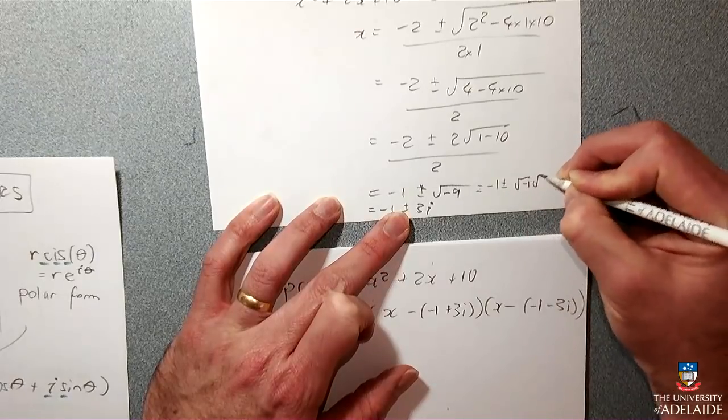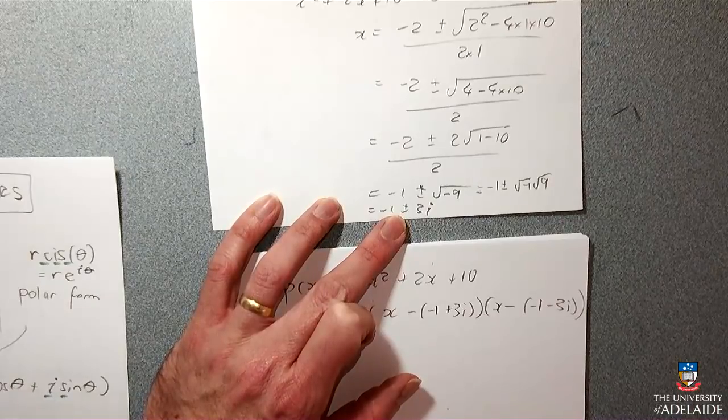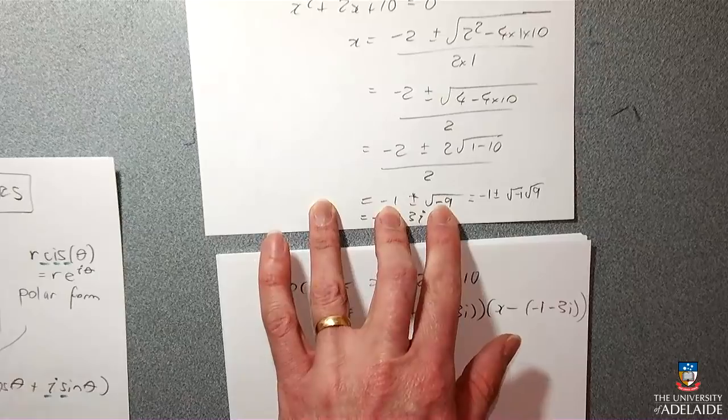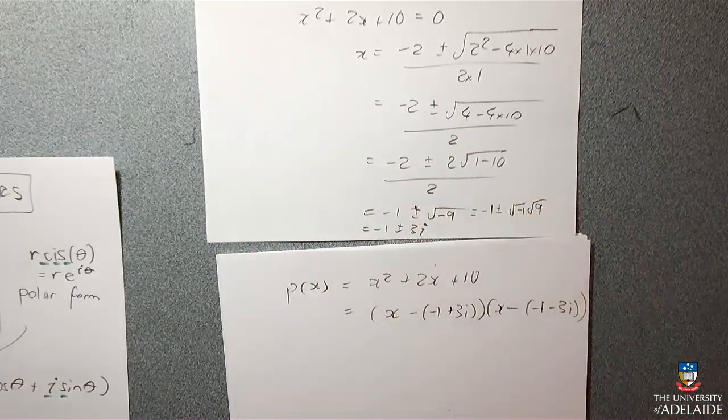Square root of negative 1 times the square root of 9. Because square roots can go over times, so this is -1 times 9. So I can do the square root of the -1 and the square root of the 9. Yeah. And the square root of -1 is i. Oh, it's like that because we decided that it ought to work.